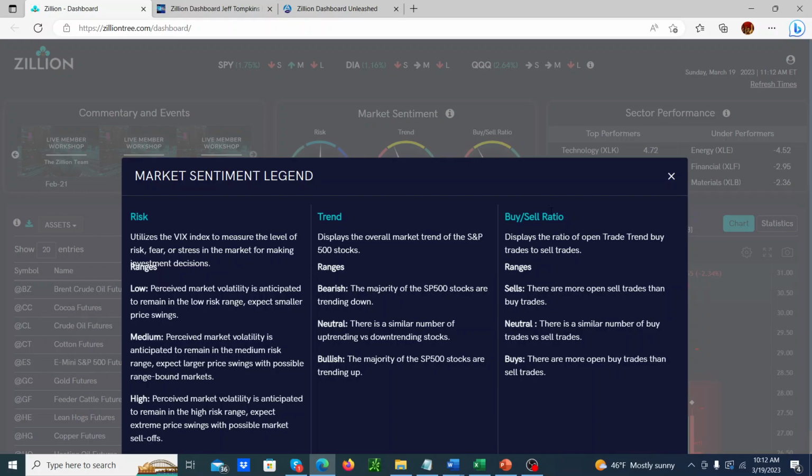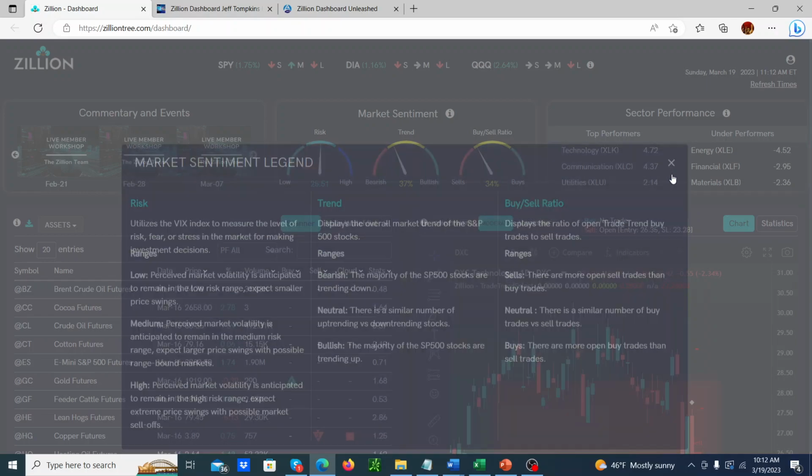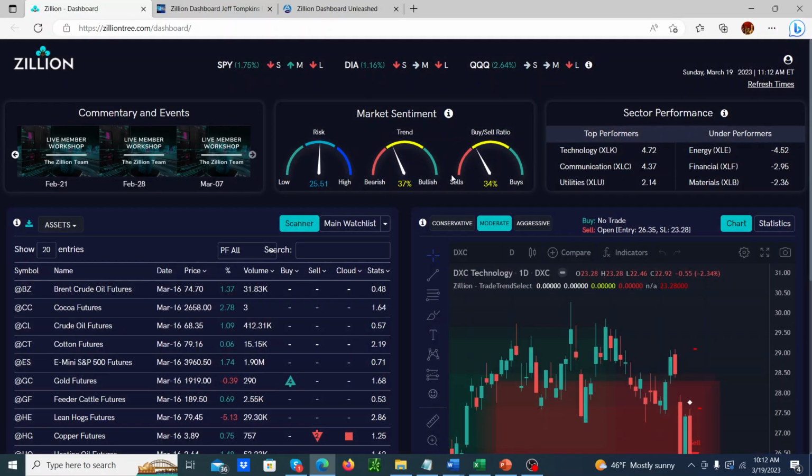So this is basically whether most of the signals that this Zillion dashboard is producing are to the buy side or to the sell side. Obviously, there are more open sell signals than there are buy signals. This is important because it dictates whether you want to go looking for bullish or bearish alerts. This is something that a lot of other systems fail to take into account. They'll just fire out buy and sell signals, but you want to go with the trend, right?